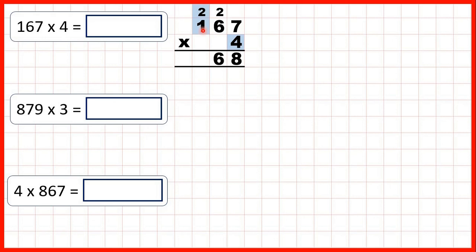Now we can move on to multiplying our hundreds. 1 times 4 is 4, and we need to add the 2 that's on top, and 4 plus 2 is 6.